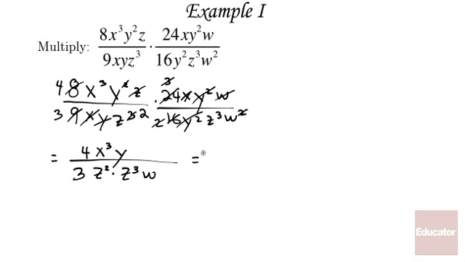So I need to finish multiplying now. A lot easier than multiplying all of this. Numerator's done. Denominator, I actually have 3 z to the 5th times w. So this is my expression now multiplied out. Simplify first, cancel out common factors, and then multiply.